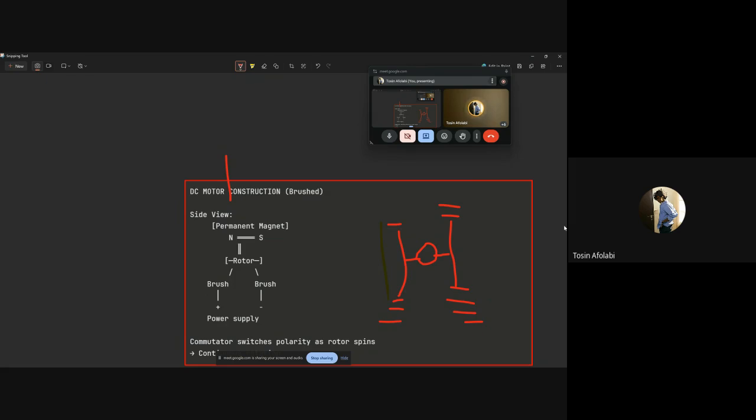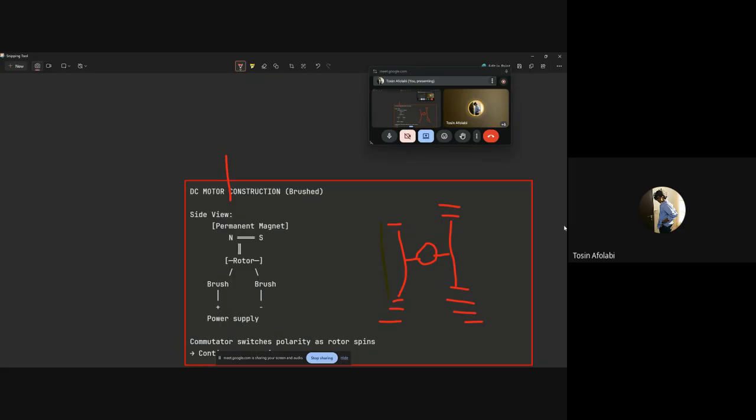Forward is going to be switch 1 and switch 4 on. Reverse is going to be switch 2 and switch 3 on. Brake is going to be switch 1 and switch 2 on, or switch 3 and switch 4 on. And coast is all switches off.